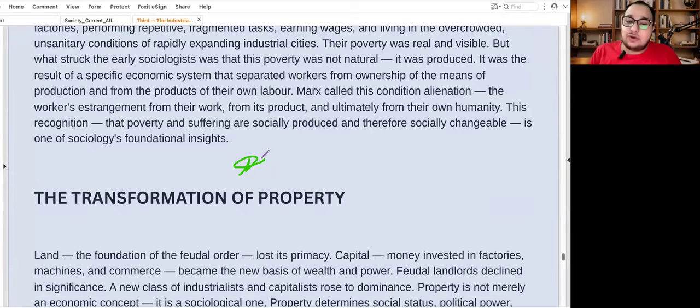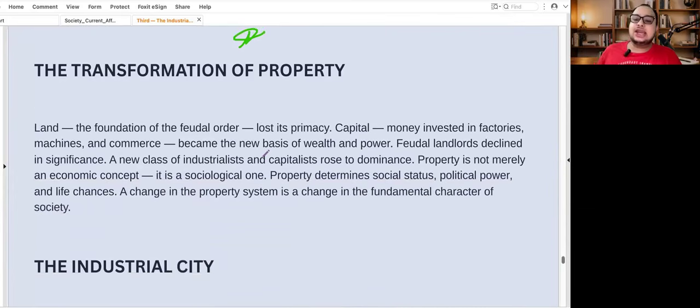The land, which was the foundation of the feudal order, totally collapsed. Now, capital, money invested in factories, machines, and commerce now became the new basis of wealth and power. Feudal landlords, they declined in their significance. A new class of industrialists and capitalists, now they were on the top.